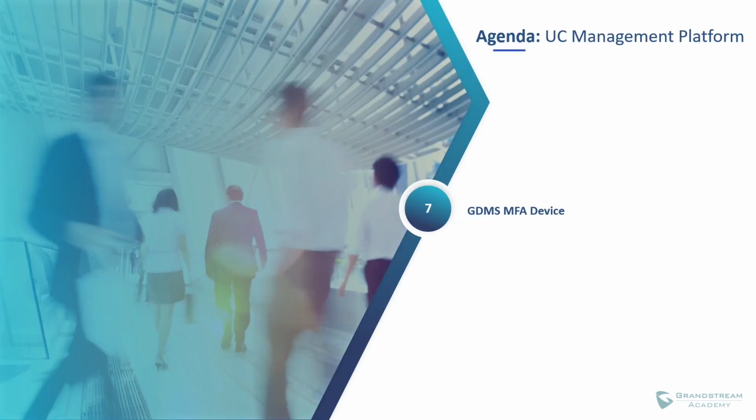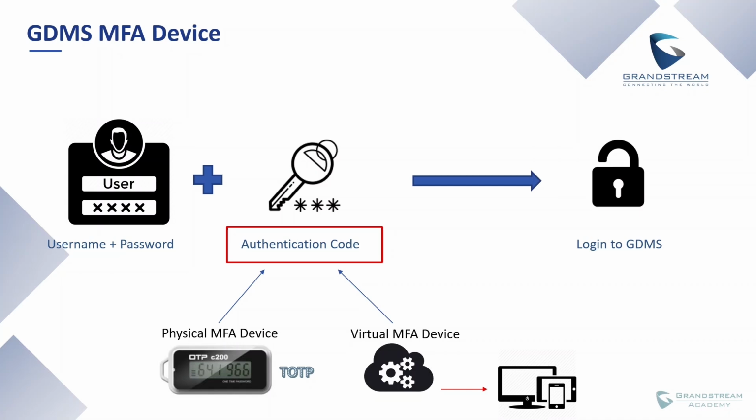And next, we're going to talk about GDMS multi-factor authentication device. GDMS multi-factor authentication is the simple and the best way to add a layer of protection to the admin's account. When multi-factor authentication is enabled, the user will be required to enter the login username and password, which is the first factor, and then an authentication code, which is the second factor, from the multi-factor authentication device when they log in to the GDMS platform. This multi-factor authentication method will keep your account secure and safe from any unauthorized access.